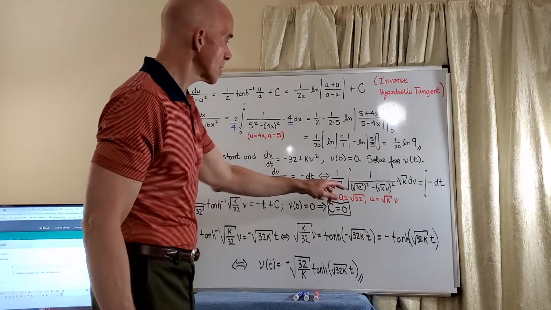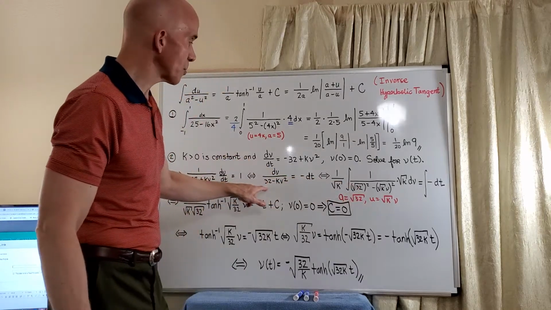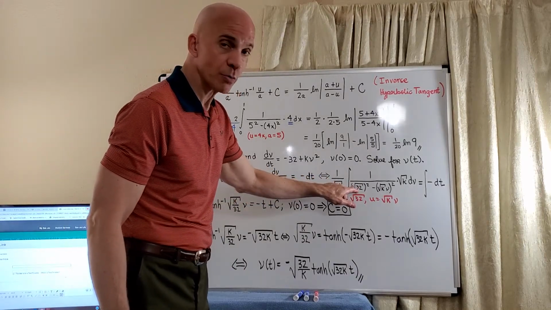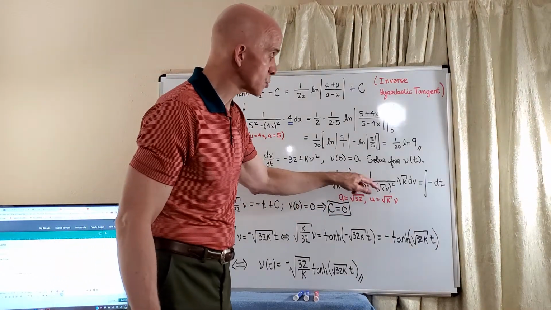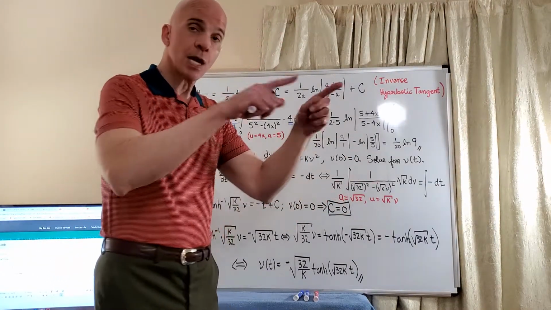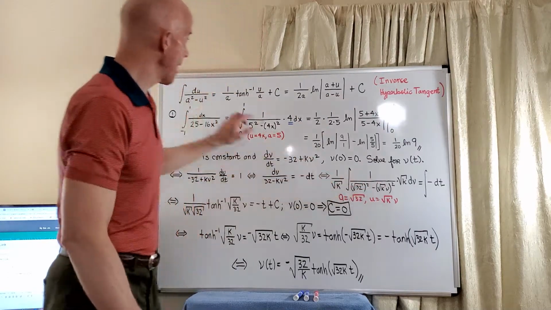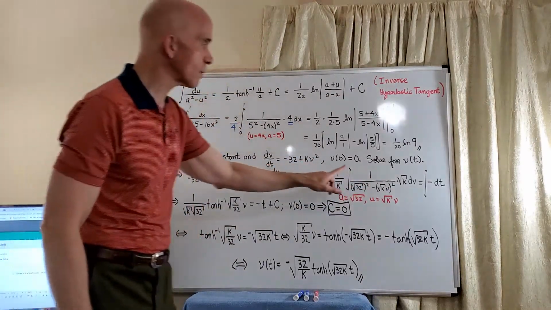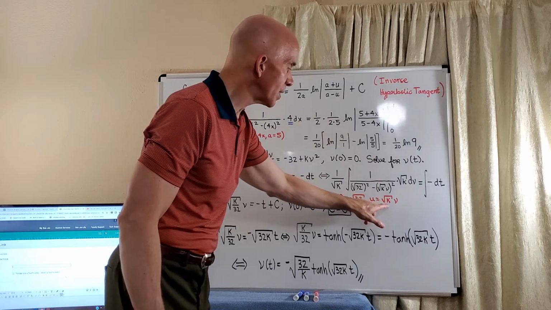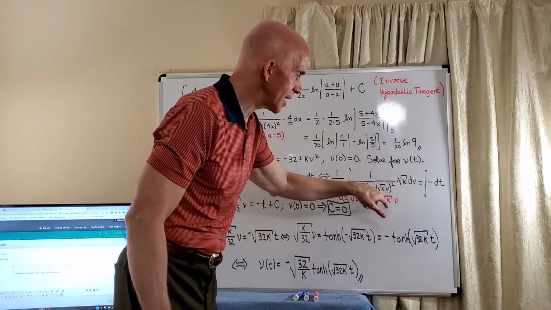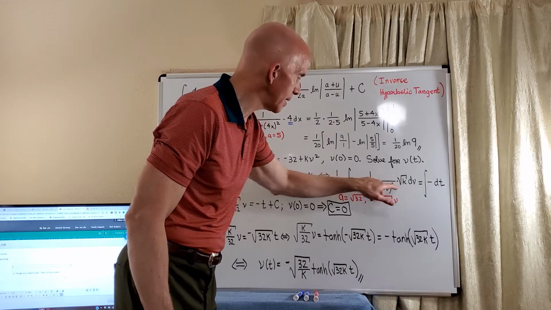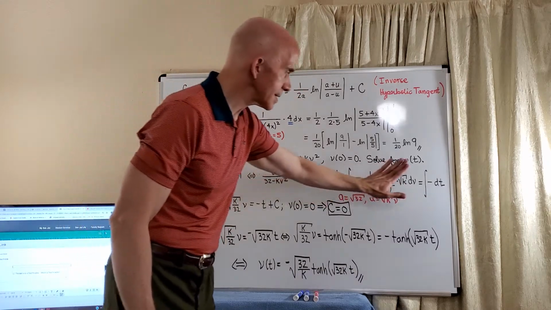So first, what we see here is that the 32 can be written as the square root of 32 squared, and then the kv squared can be written as the square root of k times v quantity squared, so that we match up with this. But now, of course, just like with this problem, we don't have a square root of k dv, so by the chain rule we've got to put the square root of k here and then pay for it. Now this is table ready.